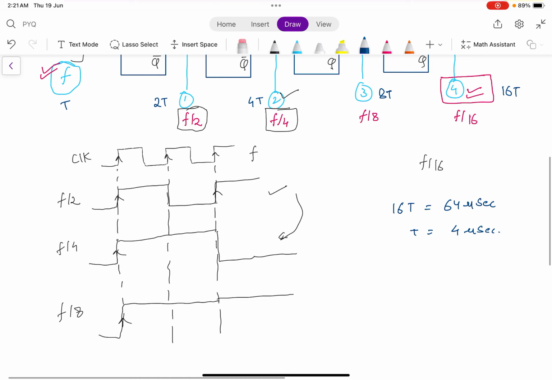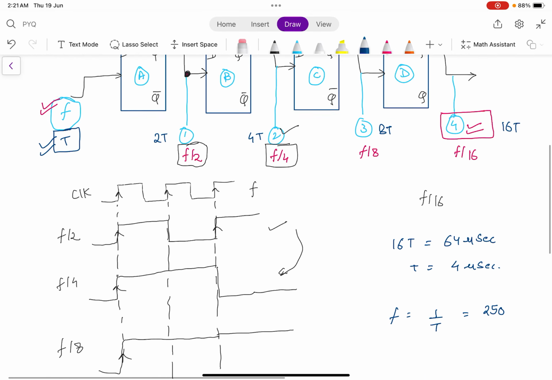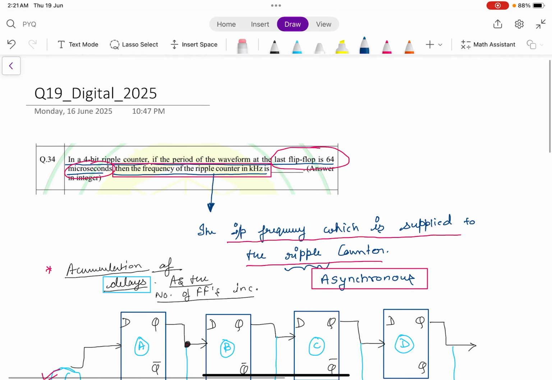and we got the t, so f is equal to 1 over t, which is 250, and the answer is asked in kilohertz. It is 250 kilohertz. This is the answer of this question.